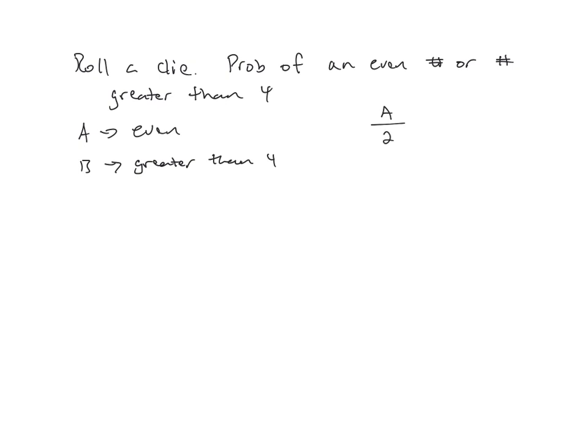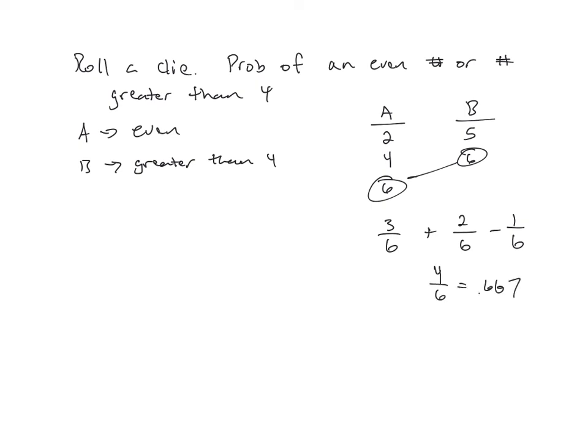The even numbers, so I'd get 2, 4, or 6. So there's 3 of them out of 6 total. The B part, greater than 4, would be 5 and 6, or 2 out of 6. Okay, but we have a 6 in both of them. So I can't count that twice, so I need to subtract. There's one thing that's there in both, so I would subtract the 1. 3 plus 2 is 5, minus 1 is 4 out of 6, or 66.7%.